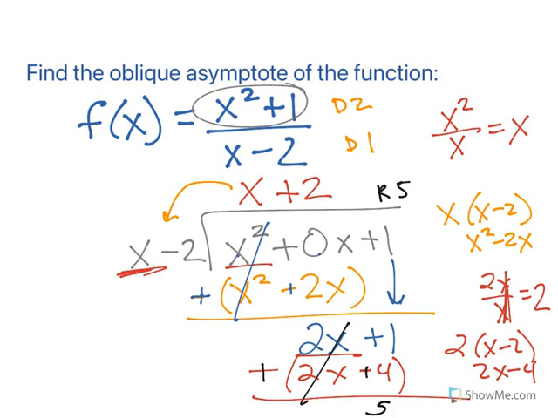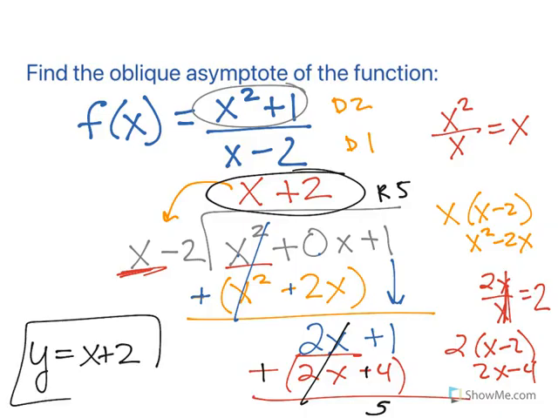Now, if you recall from that previous piece, we're going to take the quotient of this; the remainder we don't care about, so just the x plus 2. So my oblique asymptote will have the equation of y equals x plus 2. So it's all about that long division.